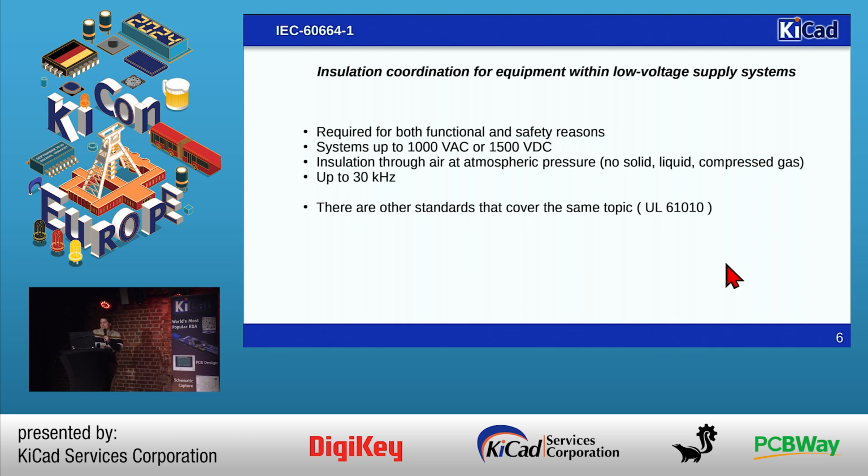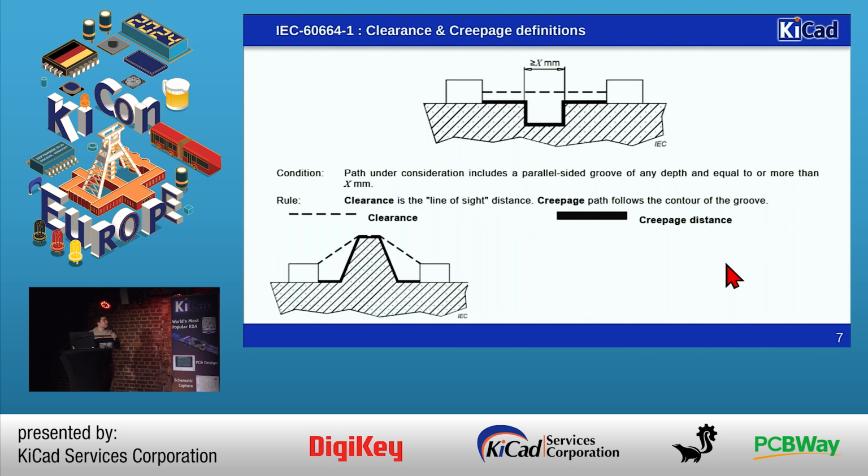So let's look at the clearance and creepage definition by the standard. So basically, the clearance is the line of sight between two conductive parts. This is not a top view like a PCB, it's more like a side view.